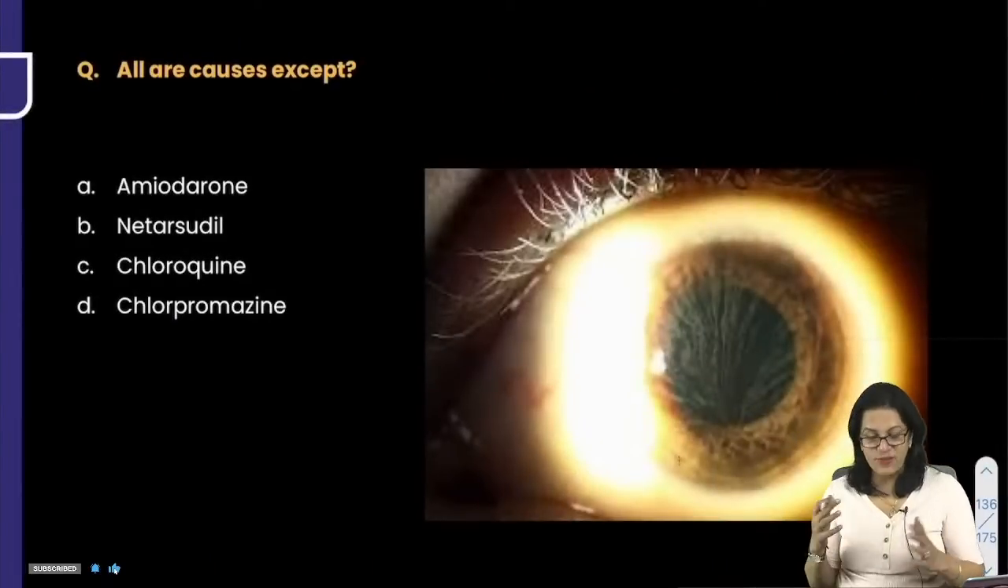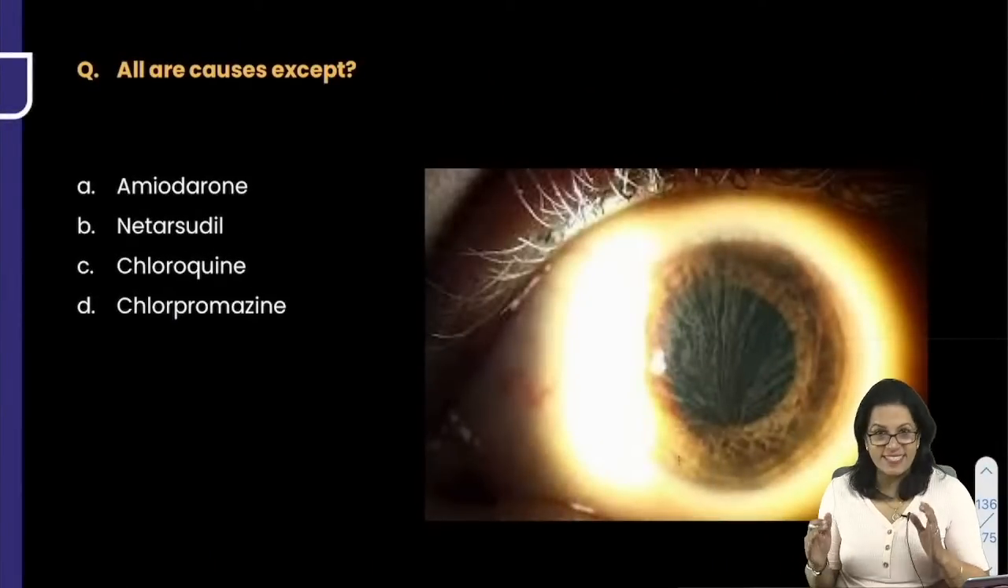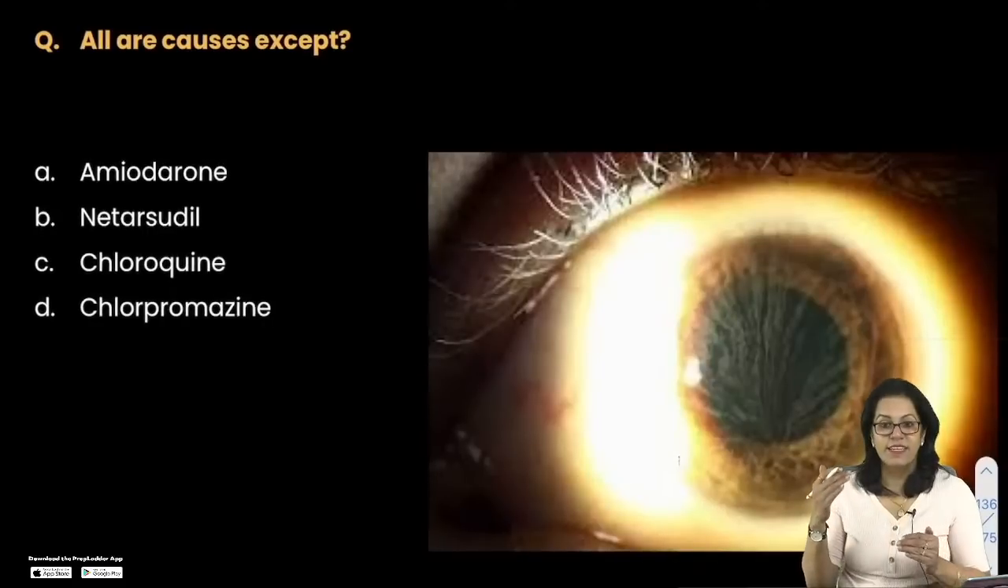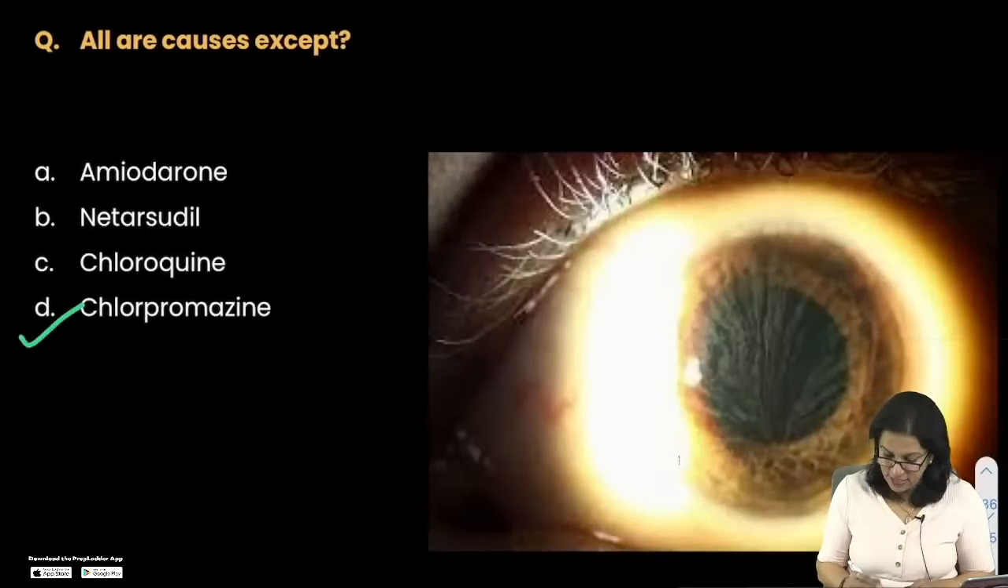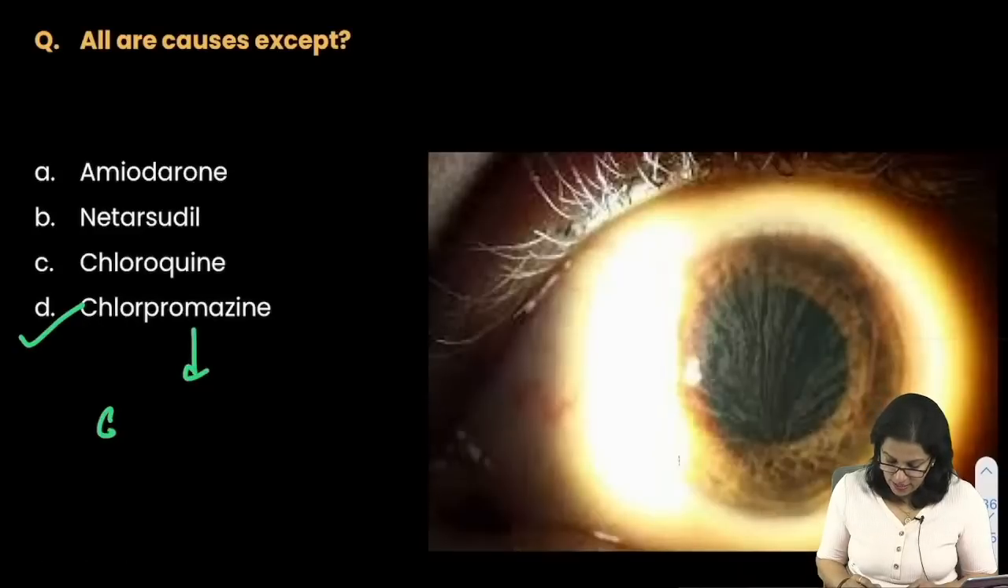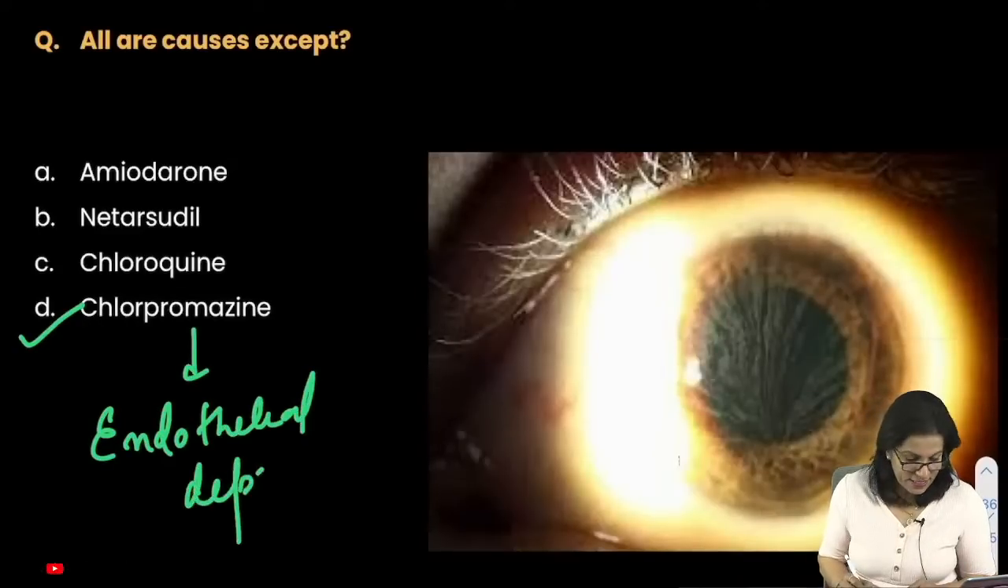Okay, we come to the next question. All are causes except, I think this is already discussed. We have just listed, the answer is chlorpromazine. Please remember chlorpromazine deposits are on the endothelium. So these are endothelial deposits.